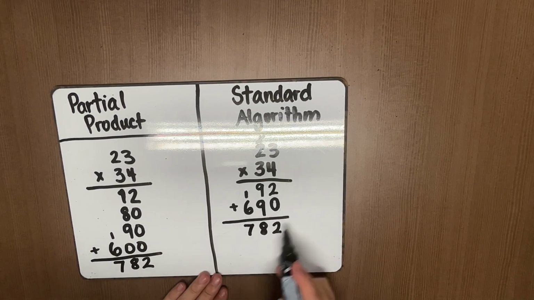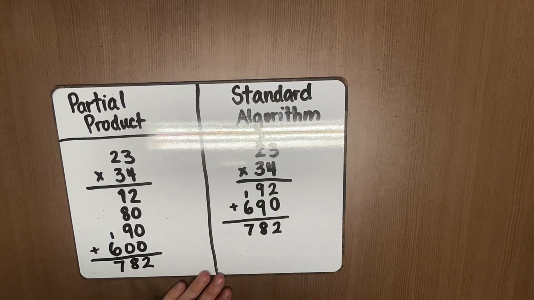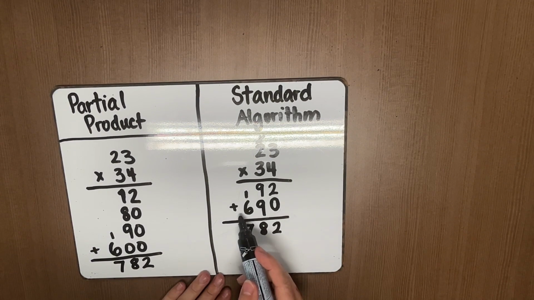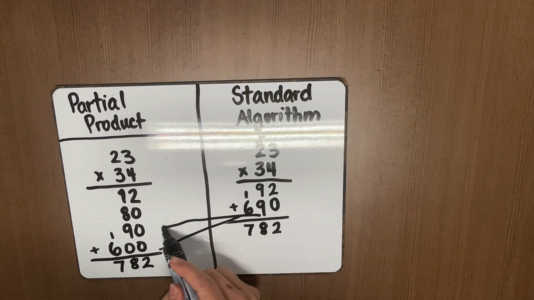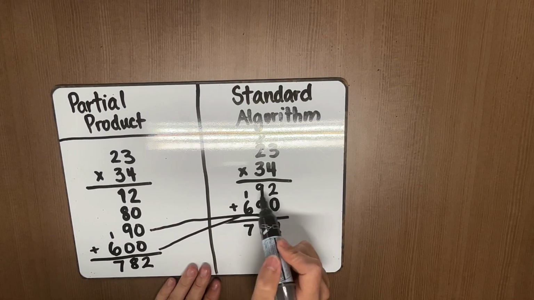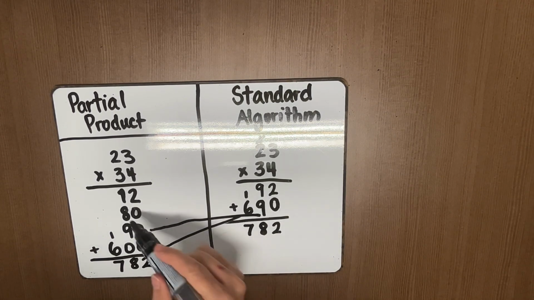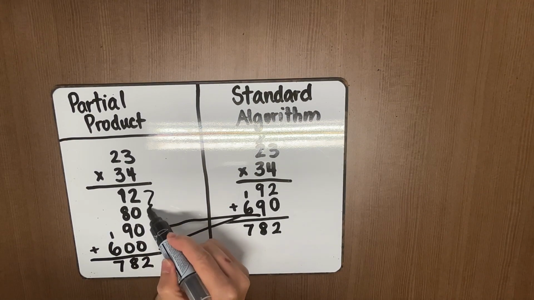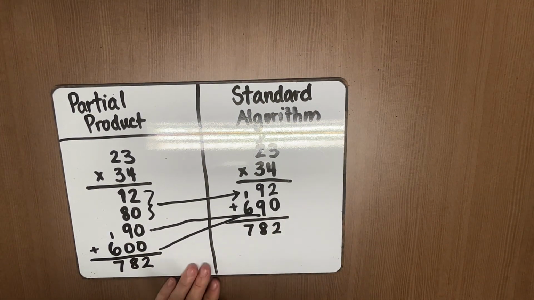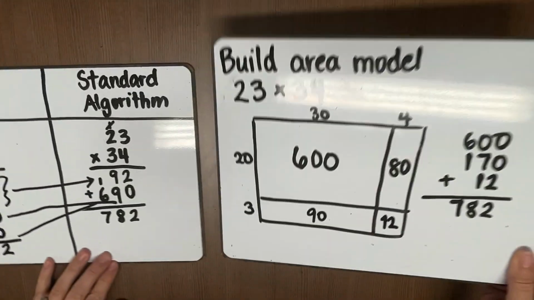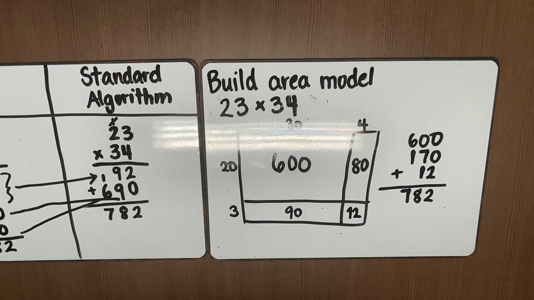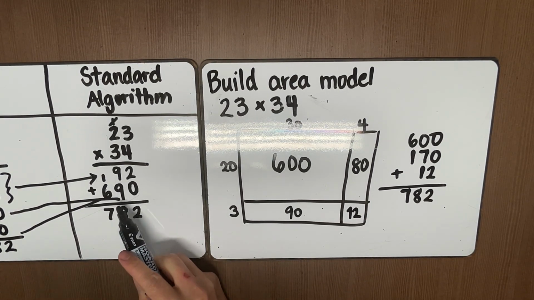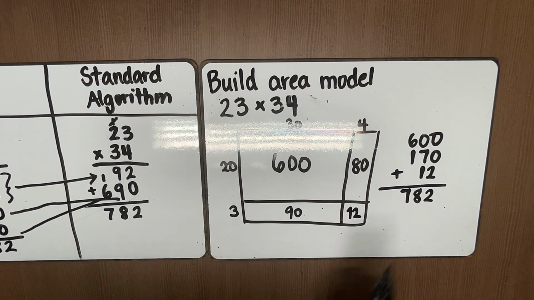Do you see how this is connected to the partial product? Here we have 600. Here's the 90. The 9 and the 2, 92, is the 80 and the 12 together. Let's compare it to our area model. Do you see any connections between standard algorithm and our area model? Pause and discuss.